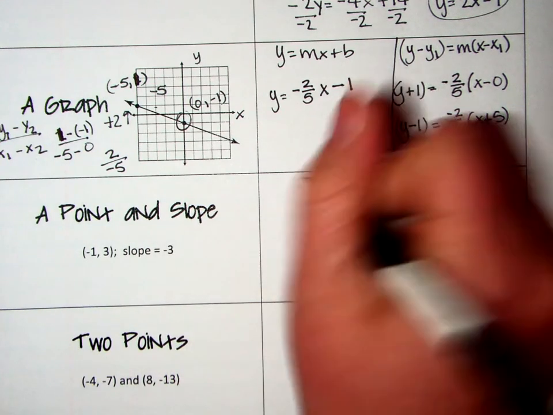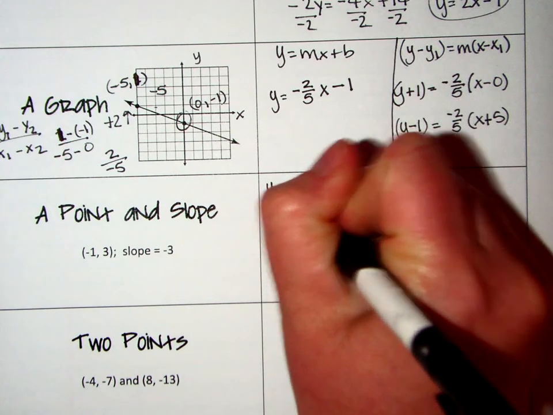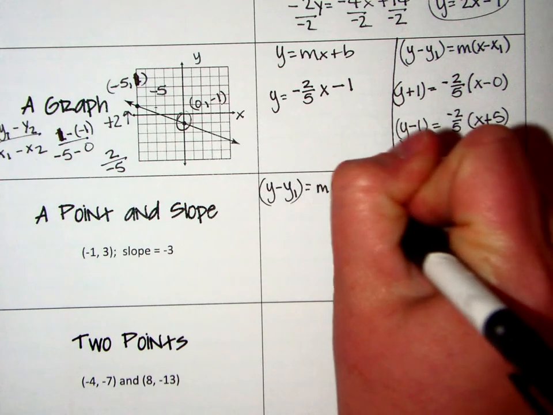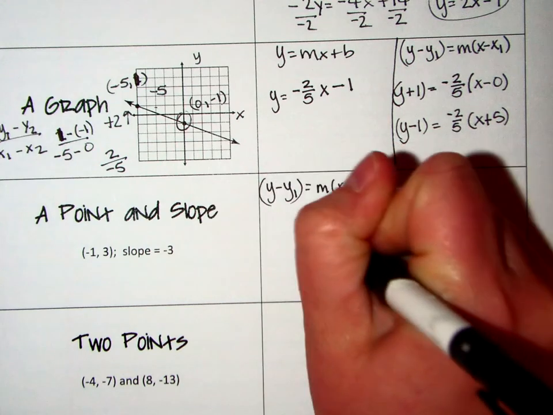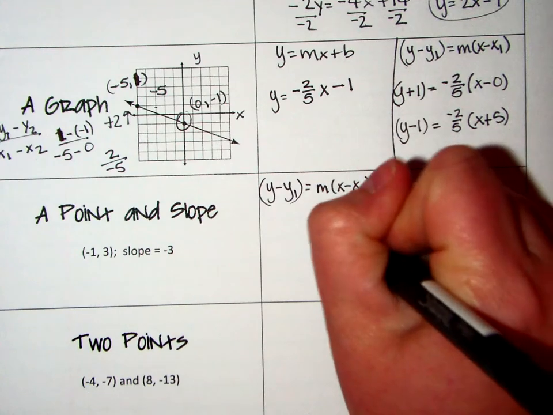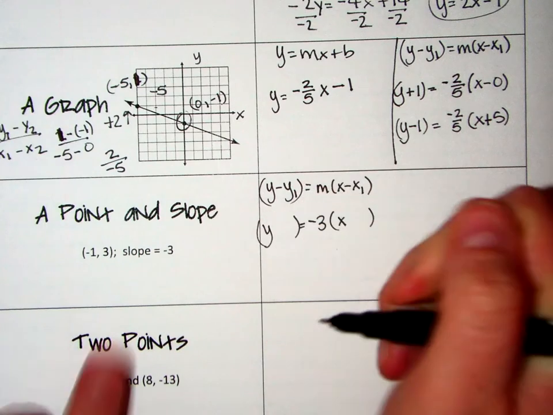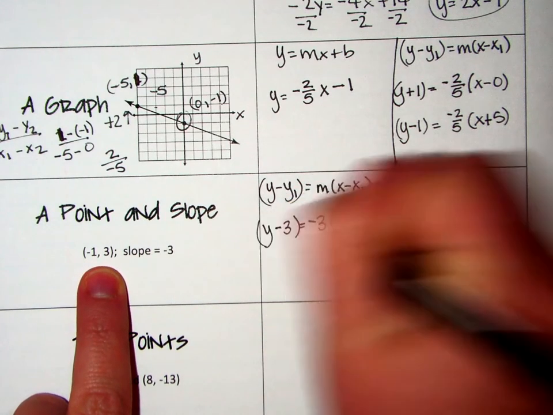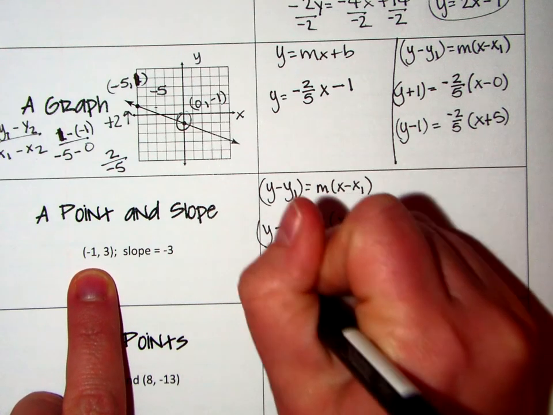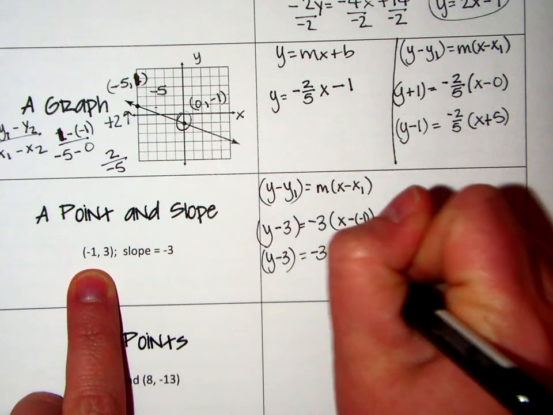Once again, back up here to the point-slope form. I have y minus y1 equals m times x minus x1. My slope is negative 3. And I'm going to plug in these values. So x, y, they come from my point. So my y is 3, so minus 3, x minus a negative 1. Simplify that out. You get y minus 3 equals negative 3 times x plus 1.